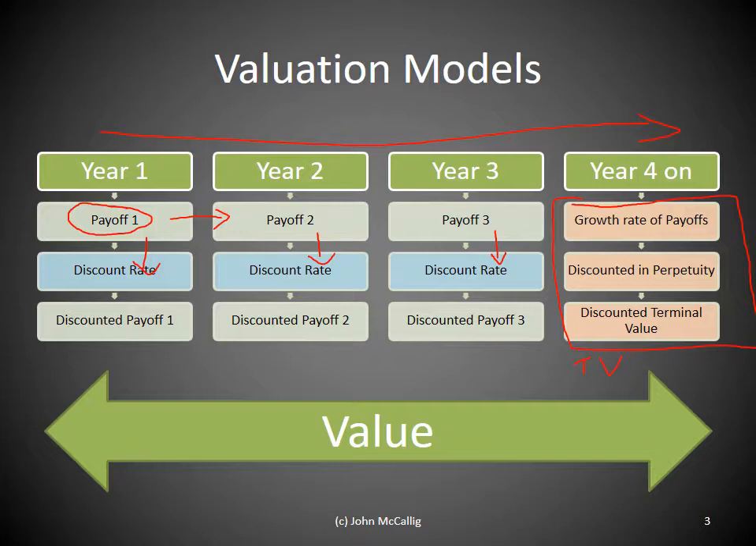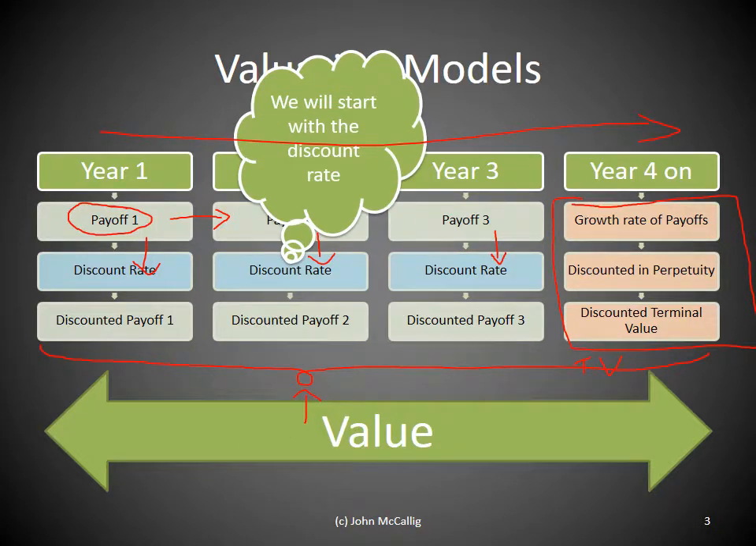And when we get all of that done, all of those payoffs discounted, and we get our terminal value worked out, then we can estimate value by adding everything up. So the basic structure is the same for all valuation models, and we're going to start with the discount rate. So that's the first thing we're going to worry about, and then we'll move on to other parts of this diagram and try and work out what we need to do for other parts of the diagram.